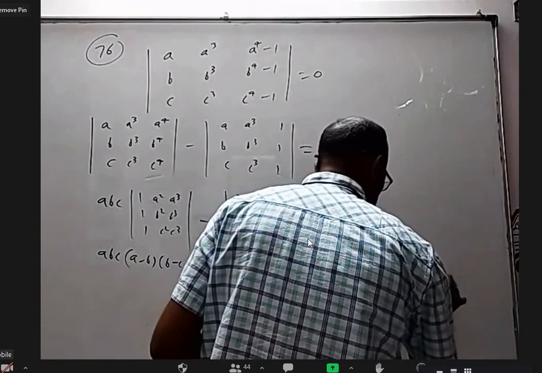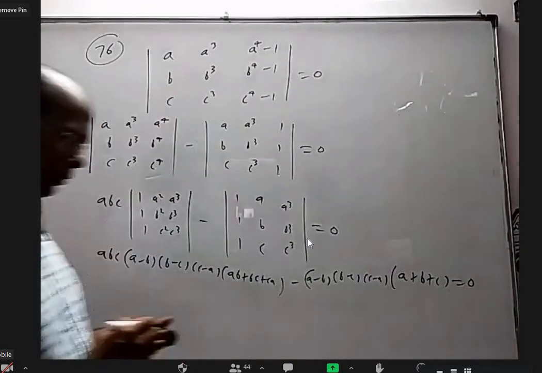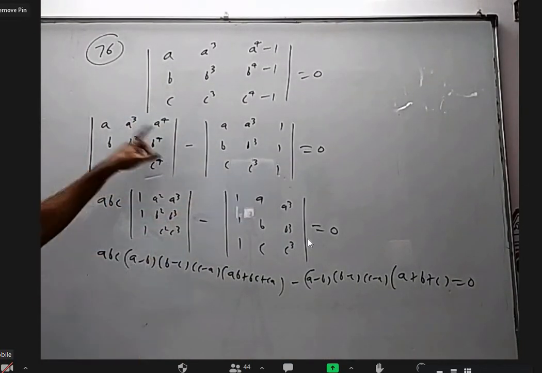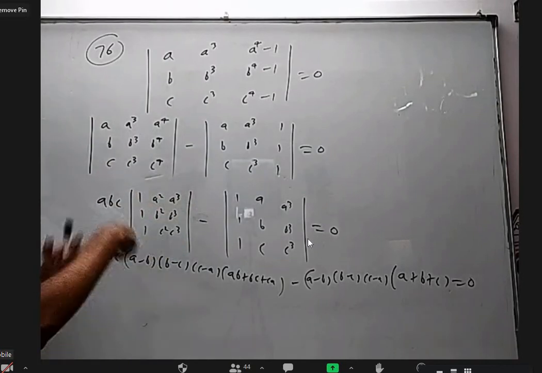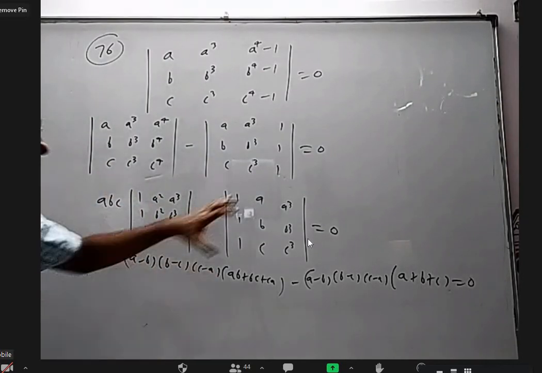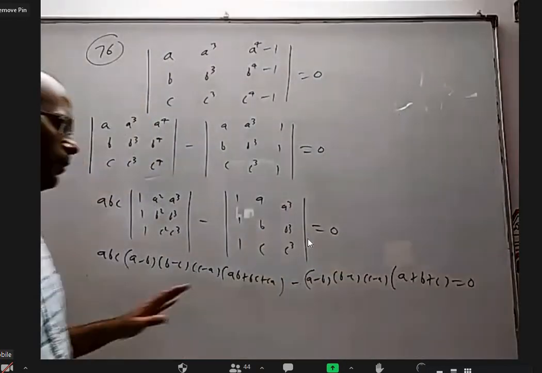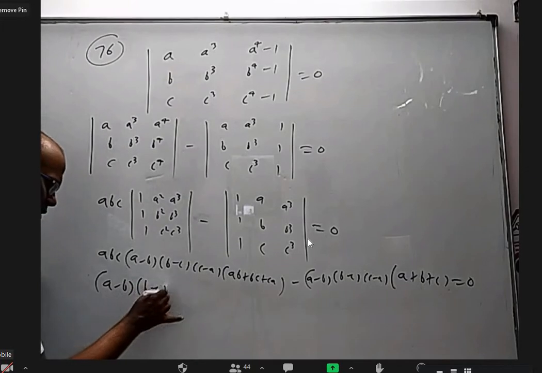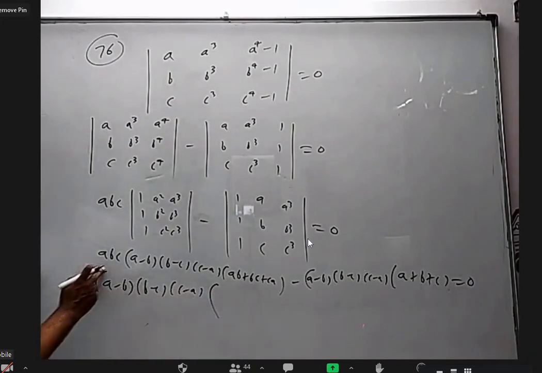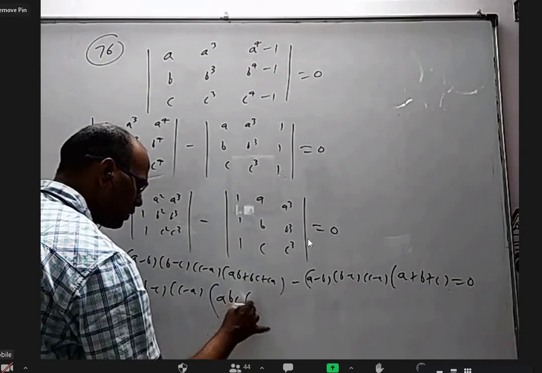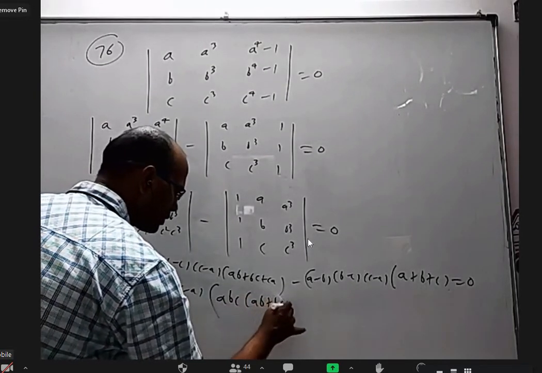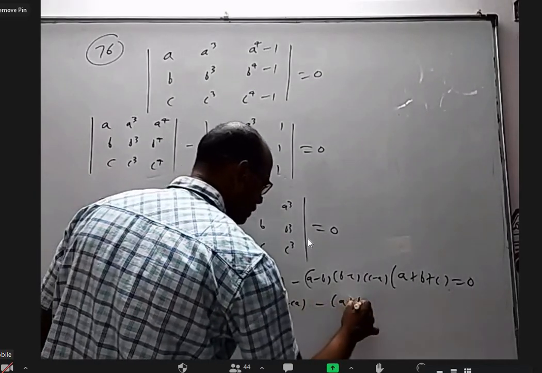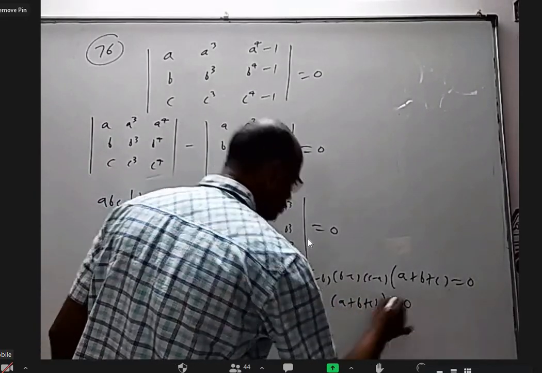Into A plus B plus C equal to 0. Okay, split into two things. Take ABC common. This is one of the questions which you already did. I'm using the result. This is another question we already did. I'm using that result. Now I can take A minus B common, B minus C common, C minus A common. Here I'm left with this into this, ABC into AB plus BC plus CA. Here these three common, I'm left with A plus B plus C equal to 0.